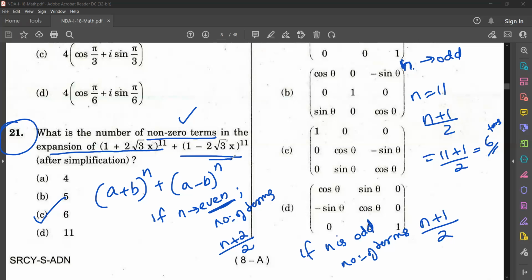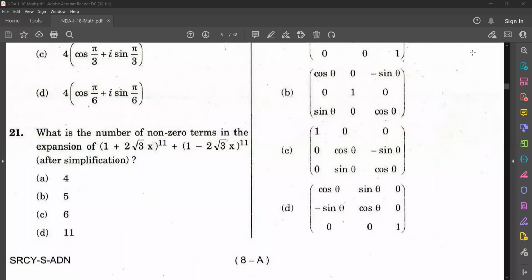So learn this by heart. If we are asked to expand this, you have to know these two conditions: when n is even, (n plus 2) by 2; when n is odd, (n plus 1) by 2. Okay. So moving on to question number 25 now.